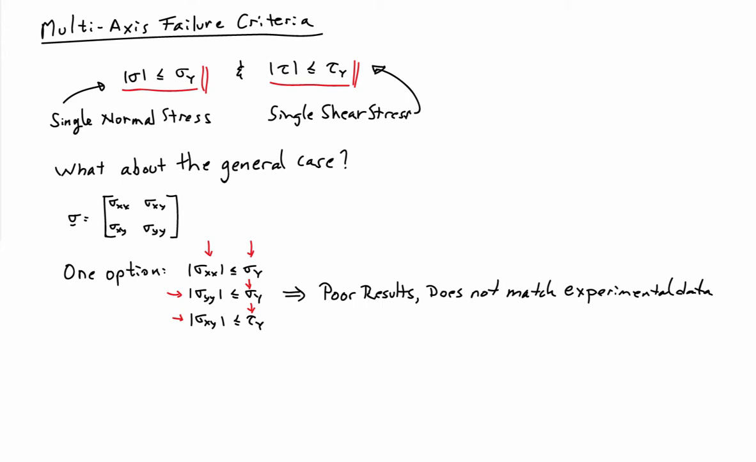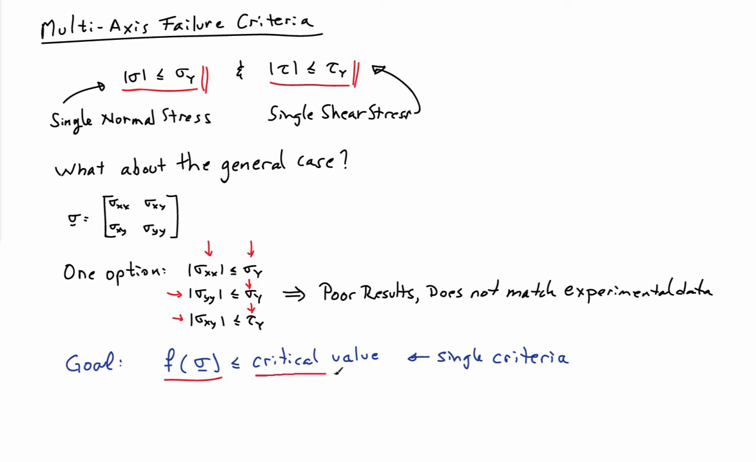And so the thing that we're really after is some type of function of the stress tensor as an entity in itself that is going to be less than or equal to some critical value. And basically here we have a single criteria, which is really convenient also. So that's really the goal, and we want this function to be independent of whatever coordinate system we decide to express the components of the stress tensor in.